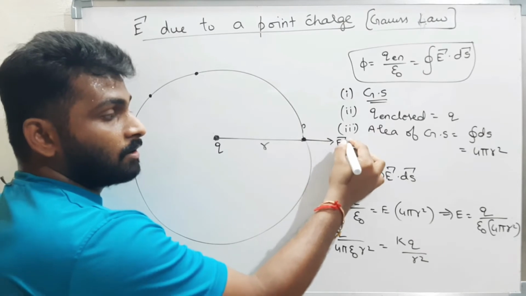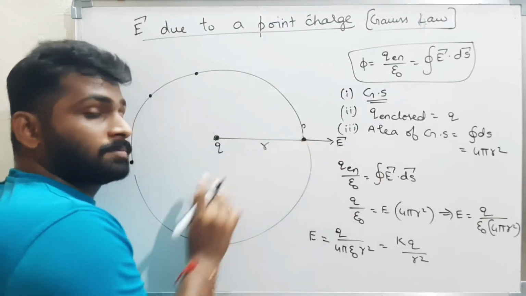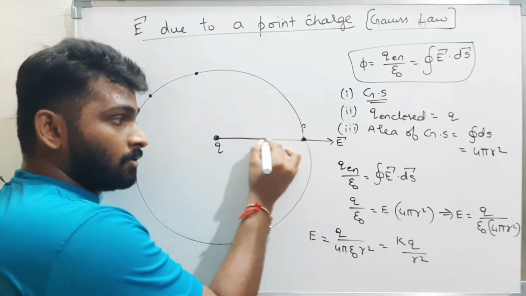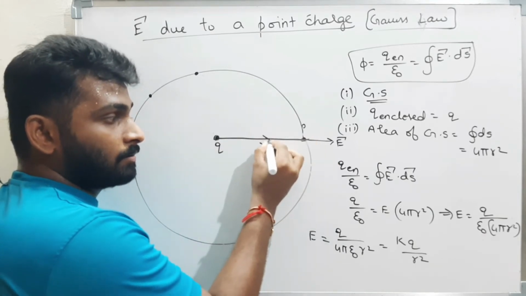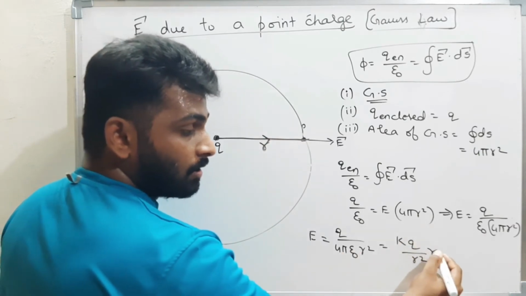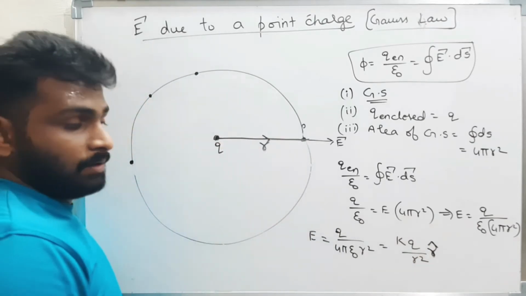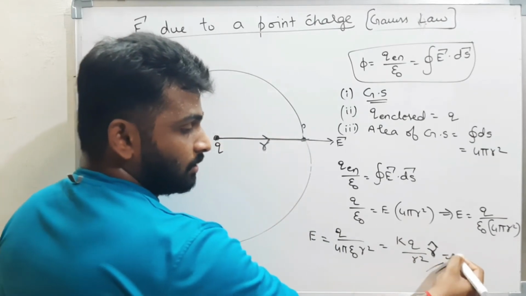This is the direction of the electric field. The direction of the electric field will always be along the line joining these 2 points. Therefore, if I assume this is r bar, the electric field will be kq by r square into r cap, where r cap is the unit vector along this r bar. Therefore, this is the electric field, E bar.